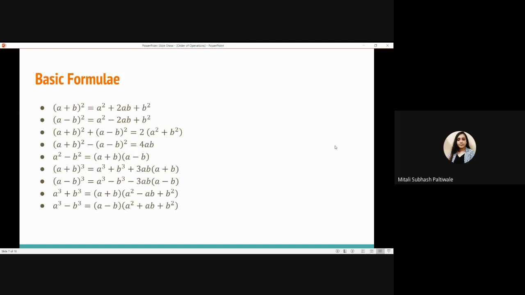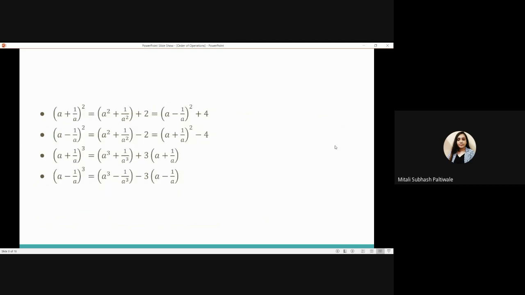A plus b whole cube will be a cube plus b cube plus 3ab bracket a plus b. A minus b whole cube will be a cube minus b cube minus 3ab in bracket a minus b. A cube plus b cube is equal to a plus b bracket a square minus ab plus b square. A cube minus b cube will be equal to a minus b bracket a square plus ab plus b square. Here are further formulas which I'll be sharing in PDF format.